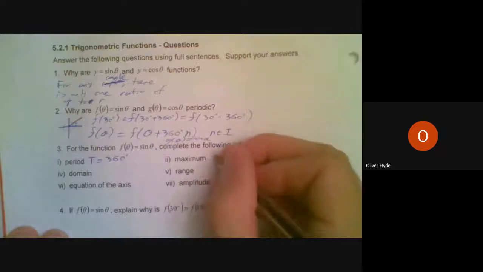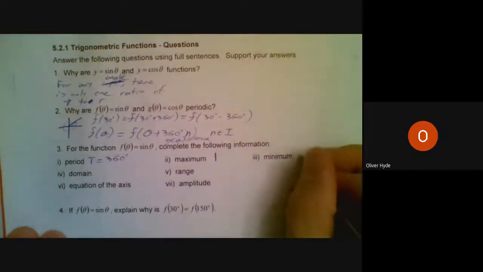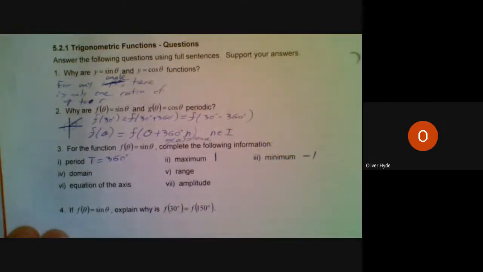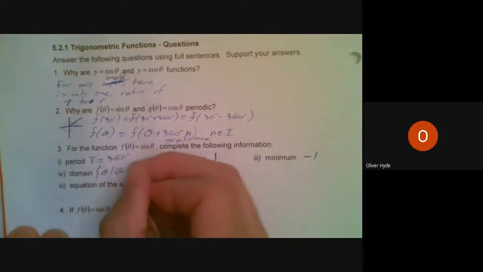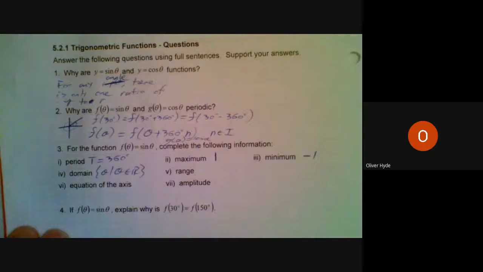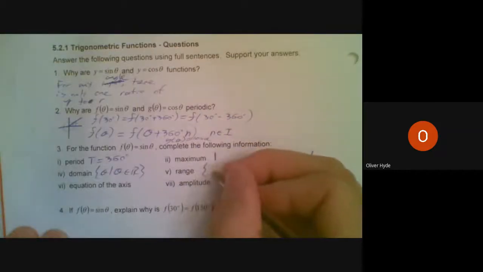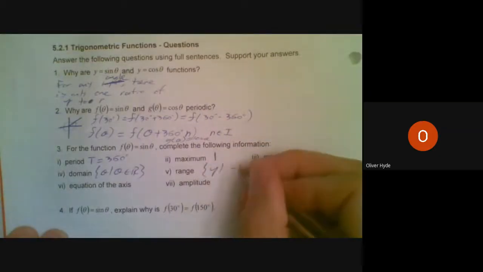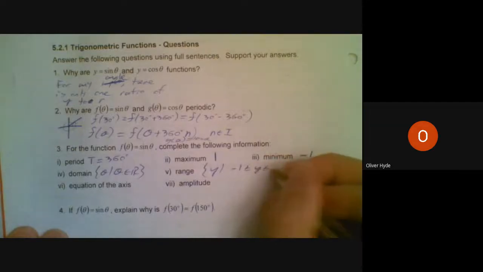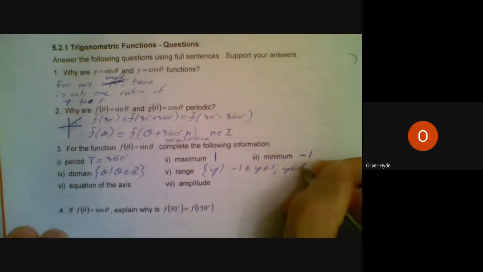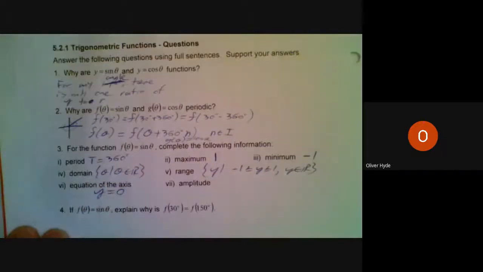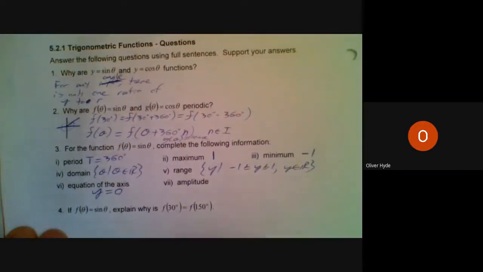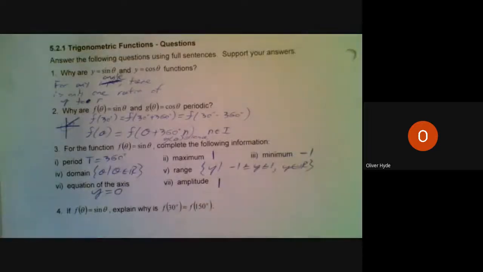Your maximum will be 1. Your minimum will be -1. Your domain is unrestricted. Your range is restricted. I'll call it y values inclusively between -1 and +1. Your equation of the axis of the curve is the original x-axis, y equals 0, and your original amplitude is 1.